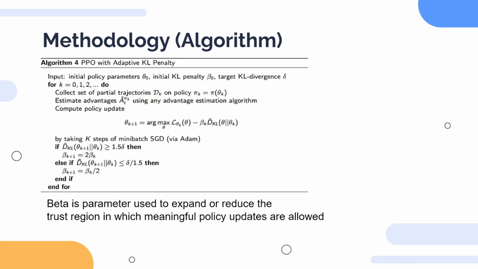Next. Here is the pseudocode for PPO with penalty, where KL represents KL divergence, which is used to measure the differences between two probability distributions. Beta is a parameter used to expand or reduce the trust region in which meaningful policy updates are allowed.